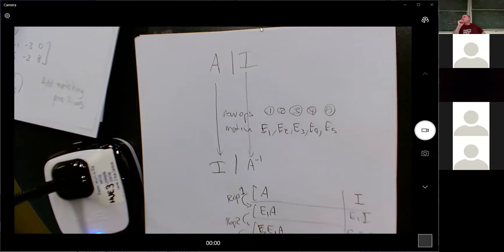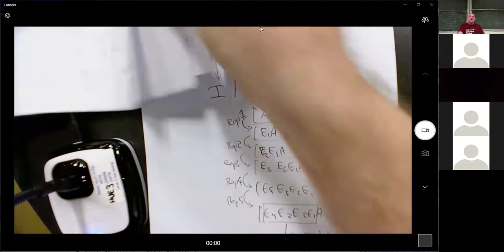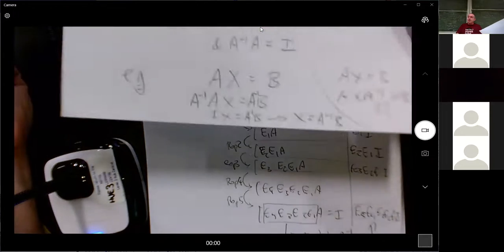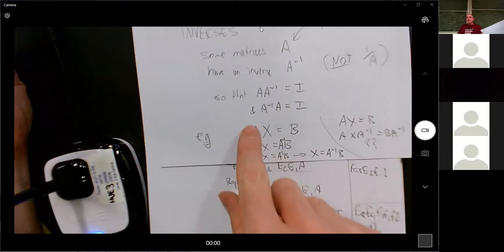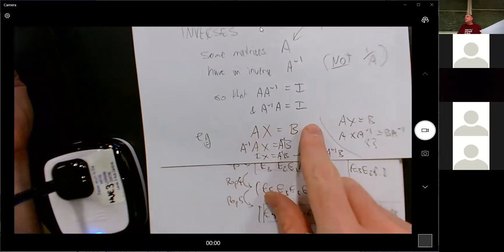Why are matrix inverses important? Matrix inverses are important for two reasons. One is for solving equations like this, where you have matrix times something equals other matrix.